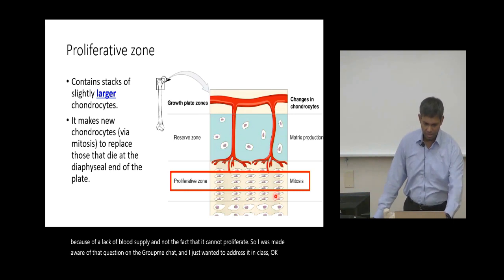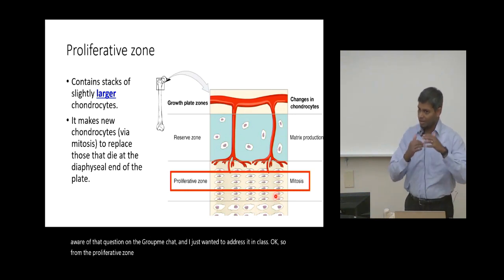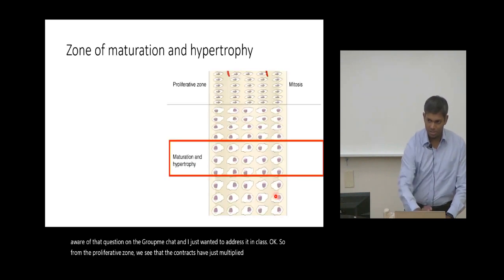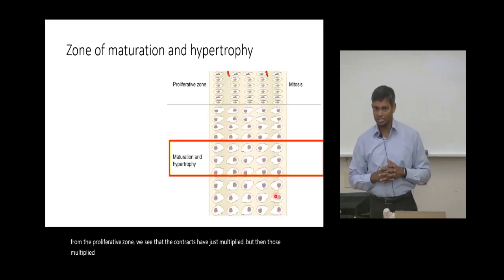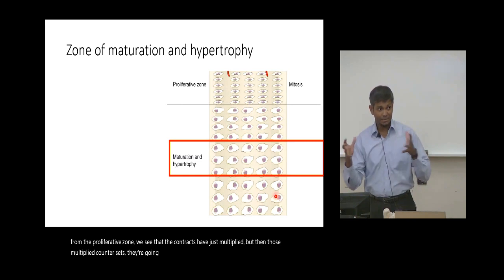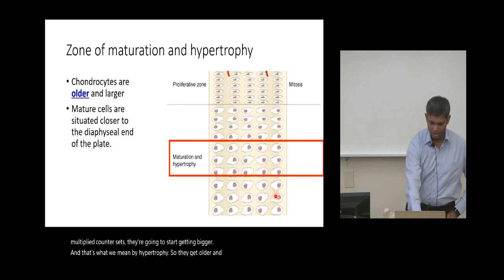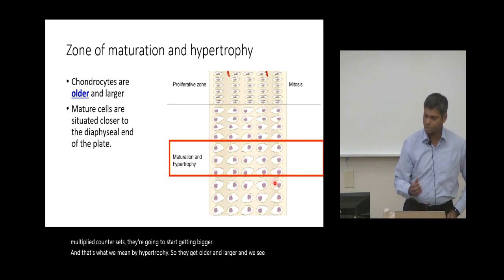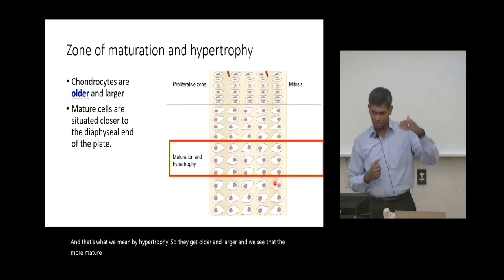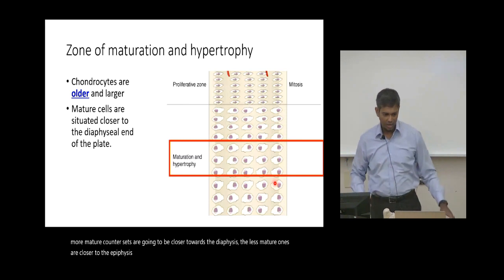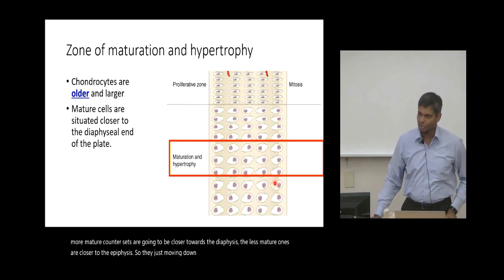Okay, so from the proliferative zone, we see that the chondrocytes have just multiplied, but then those multiplied chondrocytes are going to start getting bigger, and that's what we mean by hypertrophy. So they get older and larger, and we see that the more mature chondrocytes are going to be closer towards the diaphysis, the less mature ones are closer to the epiphysis. So they're just moving downward and getting mature.